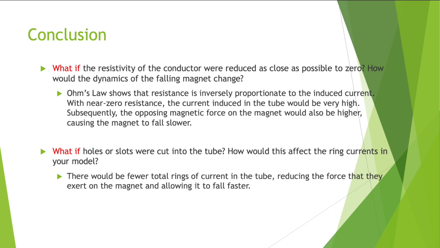What if holes or slots were cut into the tube? How would this affect the ring currents in your model? There would be fewer total rings of current in the tube, reducing the force that they exert on the magnet and allowing it to fall faster instead.